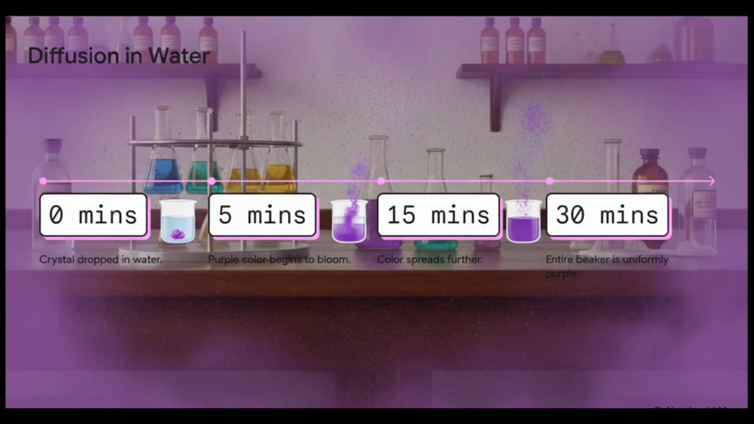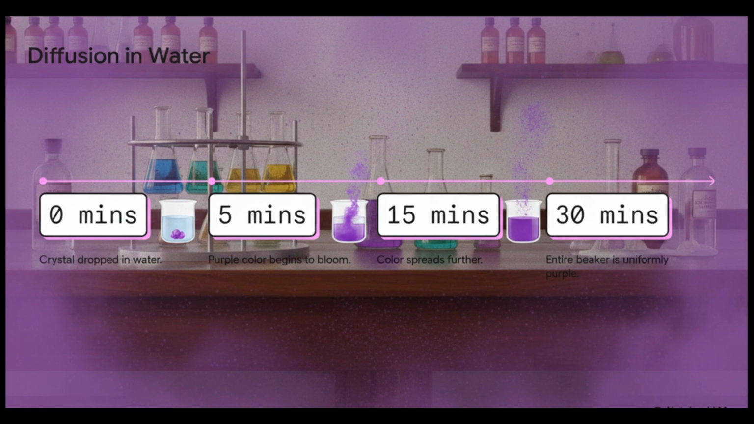Now, what's really interesting is how a classic classroom lab report proves all of this. Imagine dropping a single potassium manganate 7 crystal into a beaker of water. At 0 minutes, it's just sitting there at the bottom. Fast forward to 5 minutes, and this vivid purple color starts blooming from the crystal. At 15 minutes, the color has spread way further. And by 30 minutes, the entire beaker of water is completely uniformly purple.